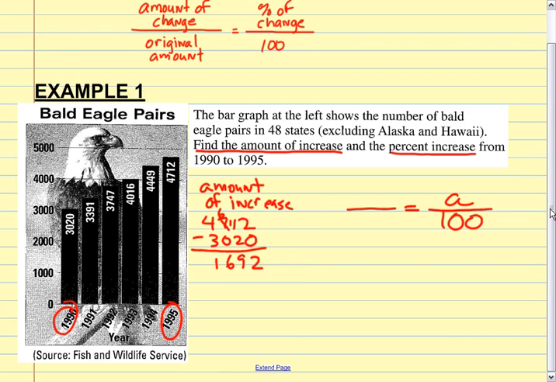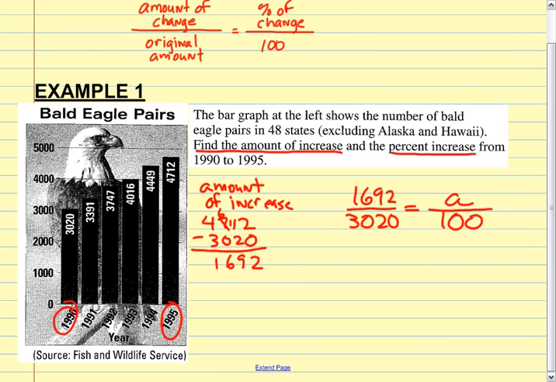The bottom left would be 4... The original? Not the new amount, right? Because it went from 1990 to 95. Oh, the original amount. 3,020. Excellent. Okay. And then what goes above 3,020? Barry. 1,692, the amount of change. The amount of change over the original amount is equal to the percent over 100.